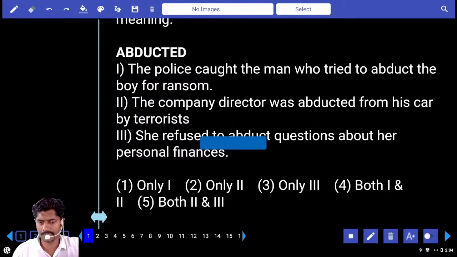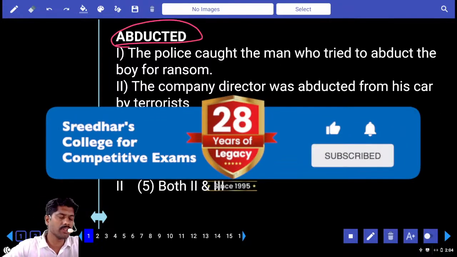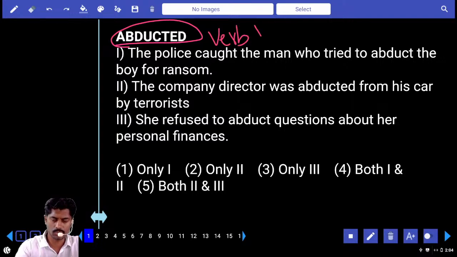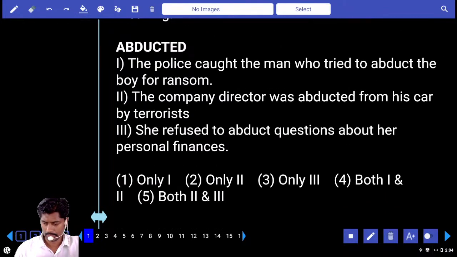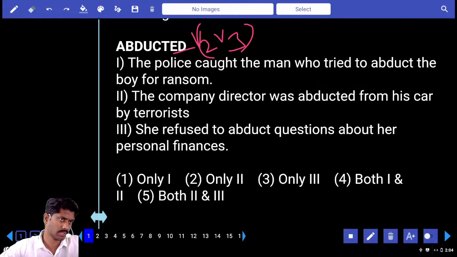Word usage is the first section. We need to find out whether the given word is used properly in the below sentences. The word should be used grammatically and meaningfully correct. Abduct. Abducted is a verb. It is either V2 or V3. Ending with ED means V2 or V3, or you can also call it an adjective in terms of parts of speech.